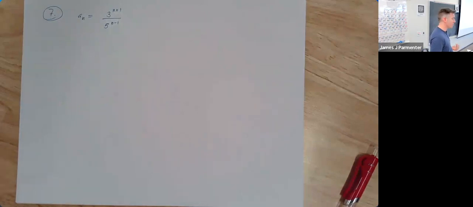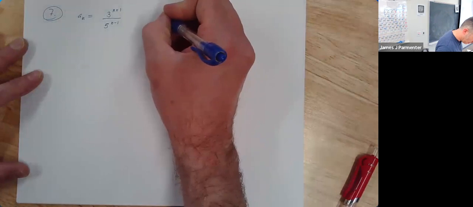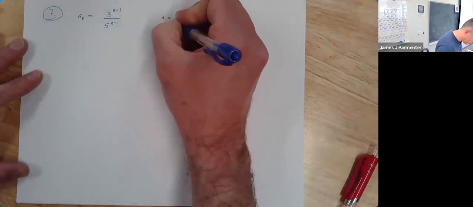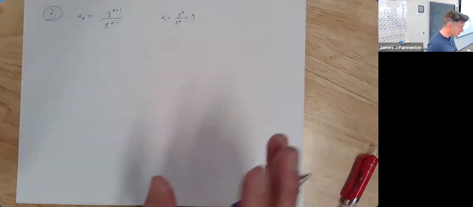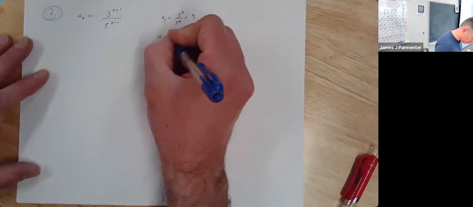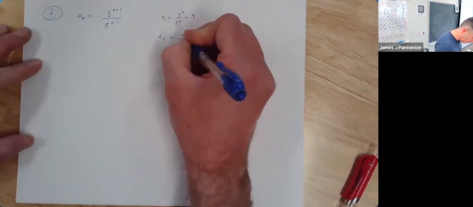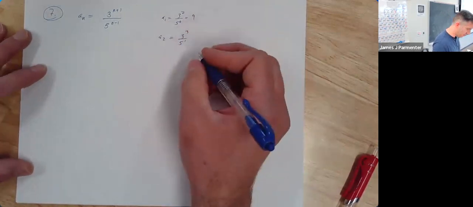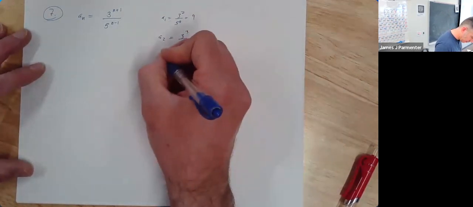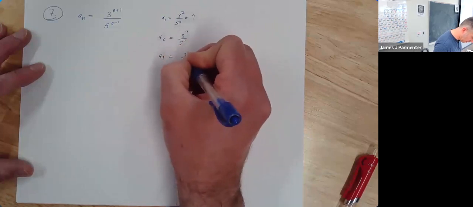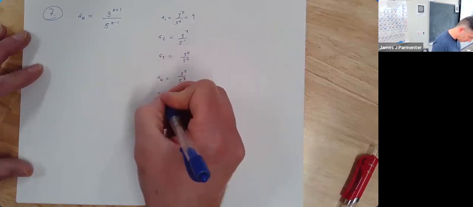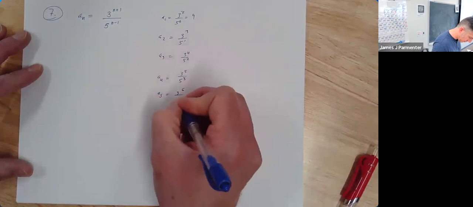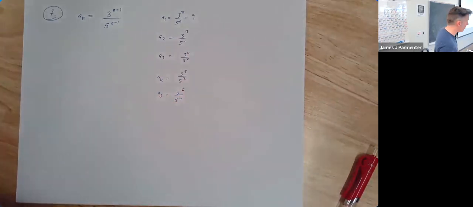Okay, I can write some terms. A1 is 3 squared over 5 to the 0th, which is 9 over 1, because anything to the 0th is 1. And then A2 is 3 cubed over 5 to the 1st. I don't really want to simplify that. A3 is 3 to the 4th over 5 squared. A4 is 3 to the 5th over 5 cubed, and so on, and so on. Every next term, I multiply on the top by another 3 and on the bottom by another 5.